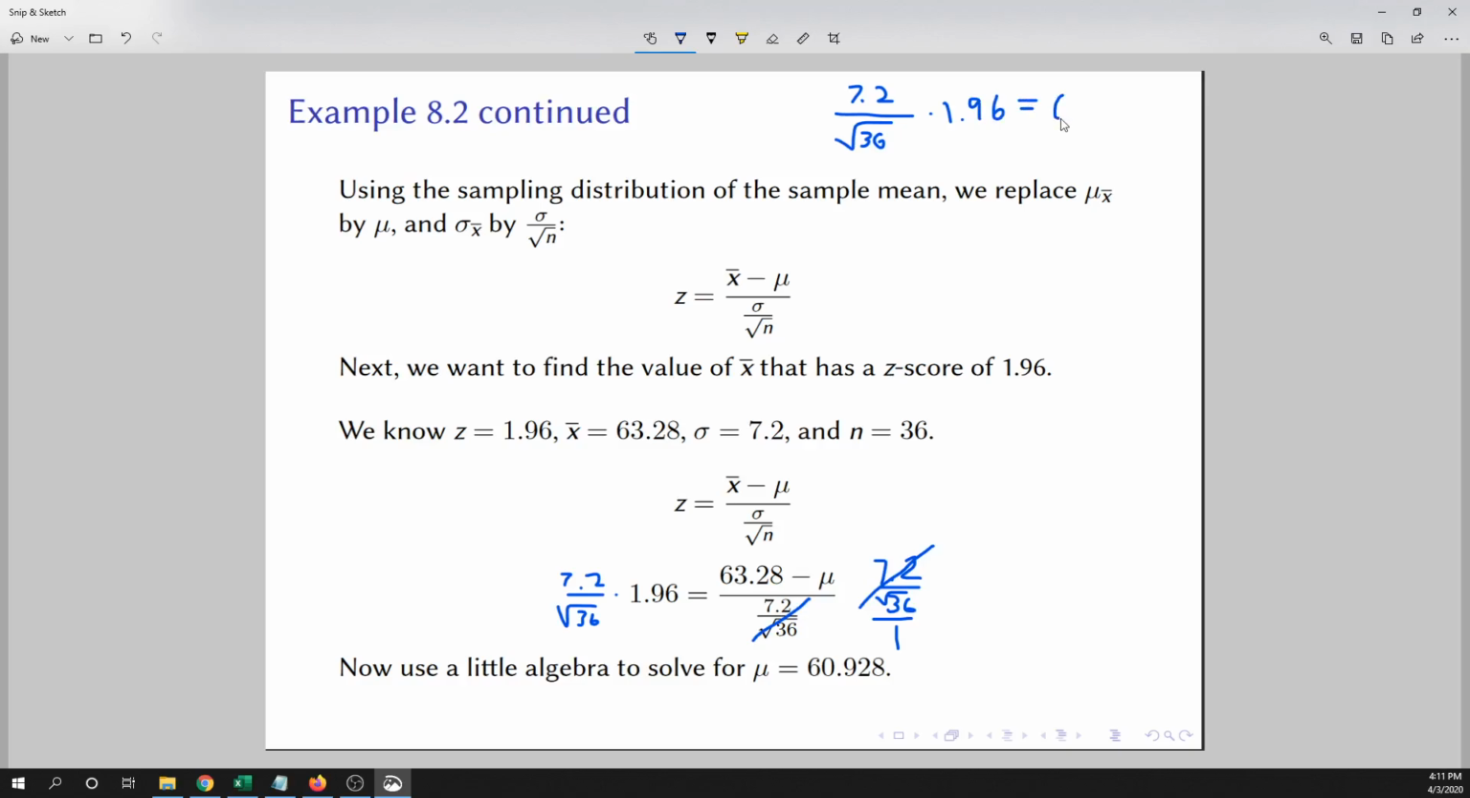equals 63.28 minus mu. All right, next up, I would subtract 63.28 from both sides.